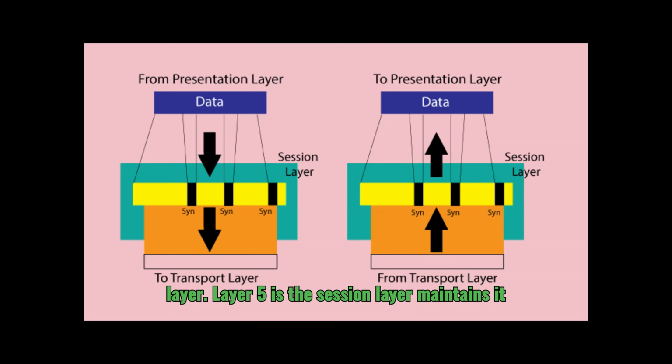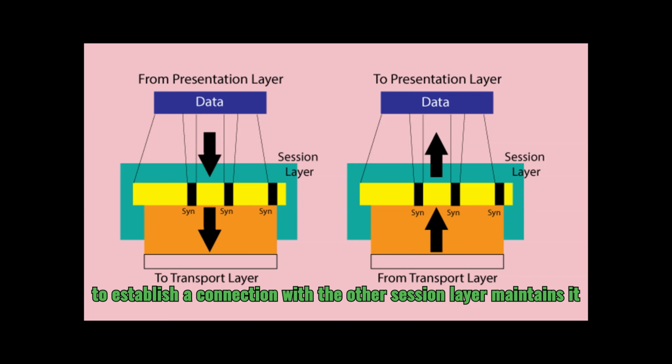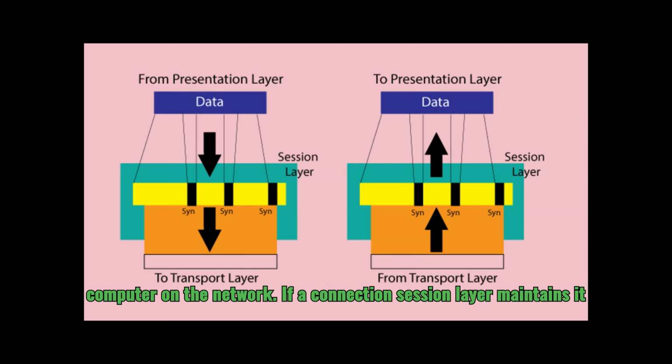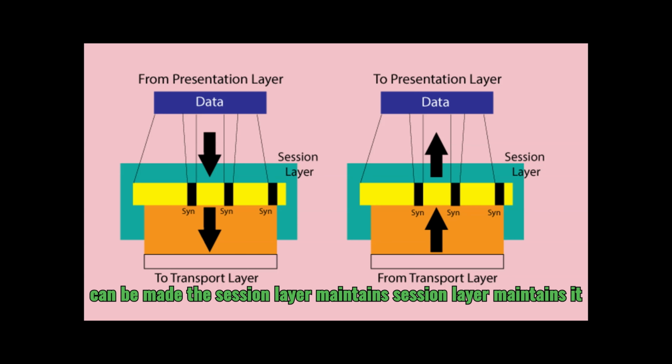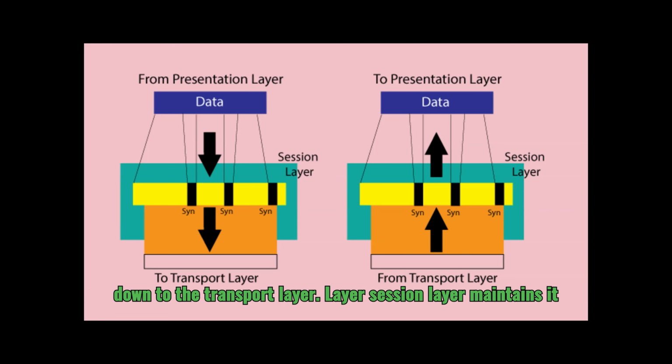Layer 5 is the session layer. The goal of this layer is to establish a connection with the other computer on the network. If a connection can be made, the session layer maintains it and ensures that communication is synchronized. This is crucial for situations like having multiple browser tabs open simultaneously without mixing up the data. After a successful connection, the data is passed down to the transport layer.